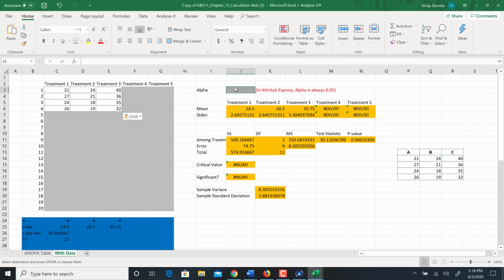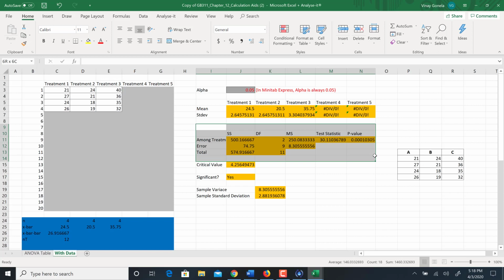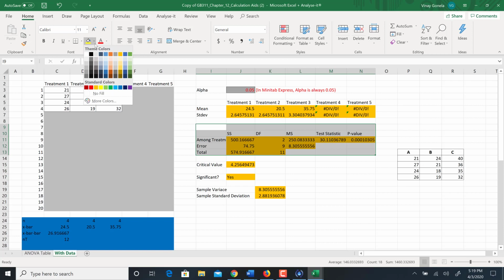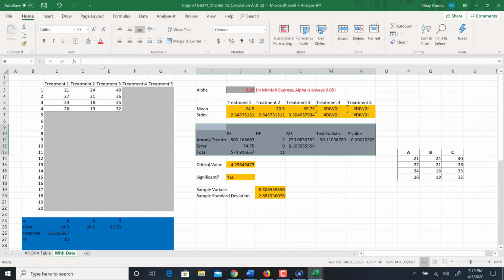So you'll assume this alpha is 0.05. So you'll get this ANOVA table. If you see, this would be your ANOVA table. I might highlight it with a different color, maybe a light color. Yeah. So that is your ANOVA table.